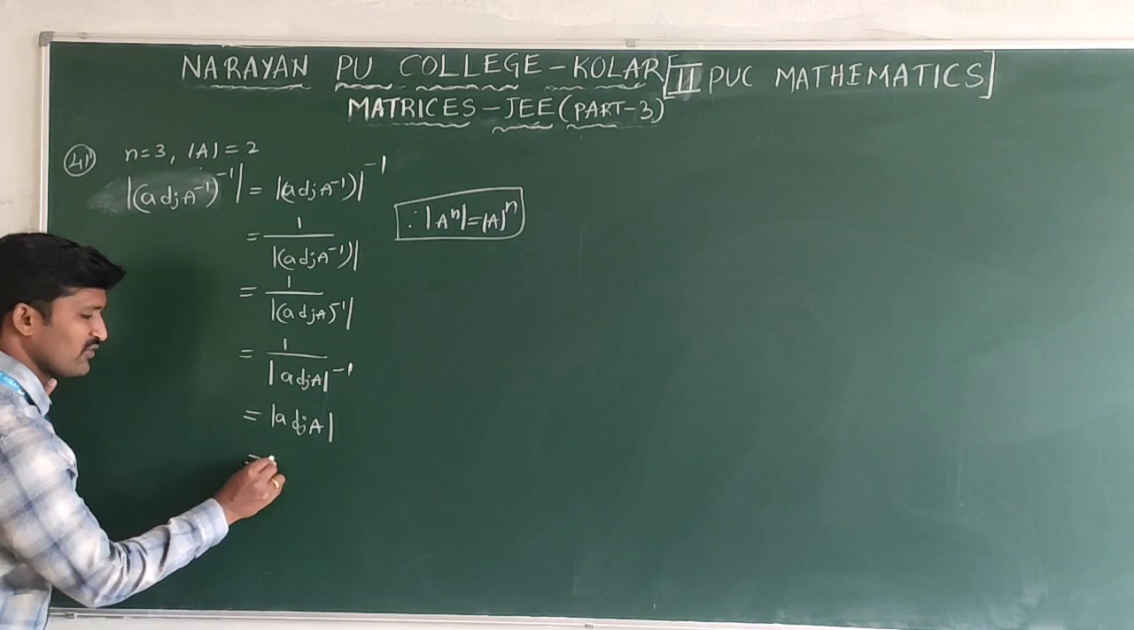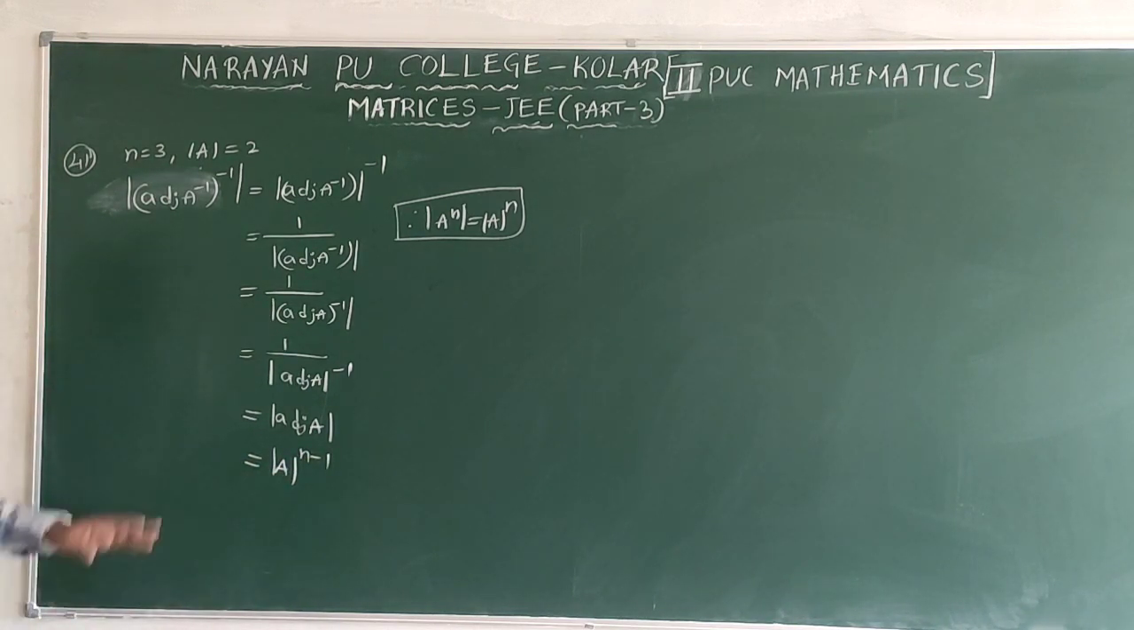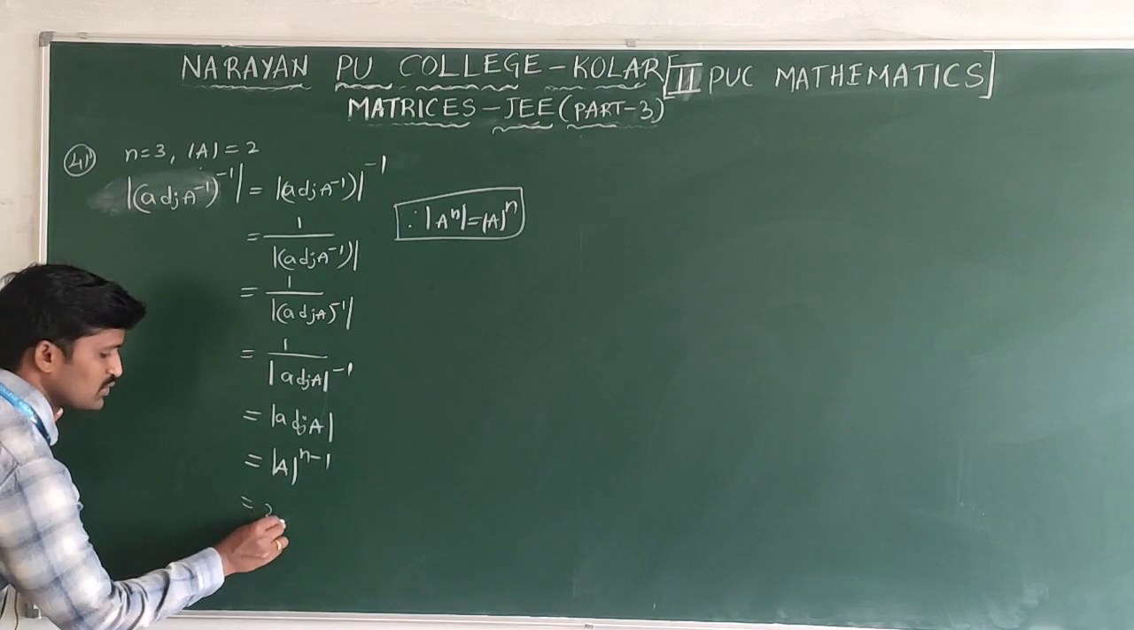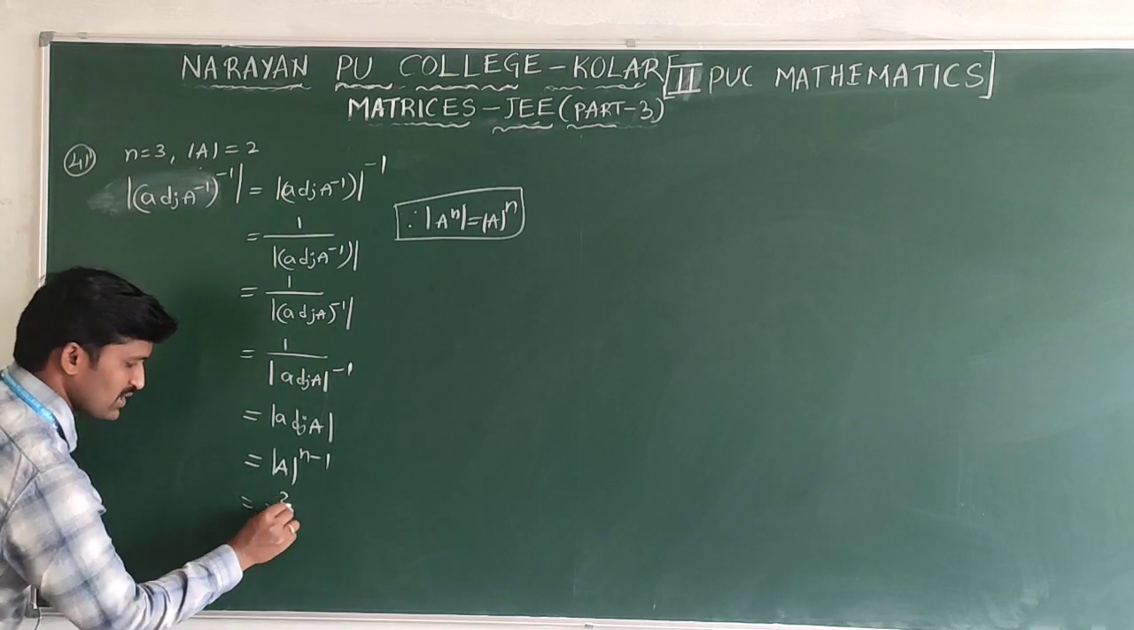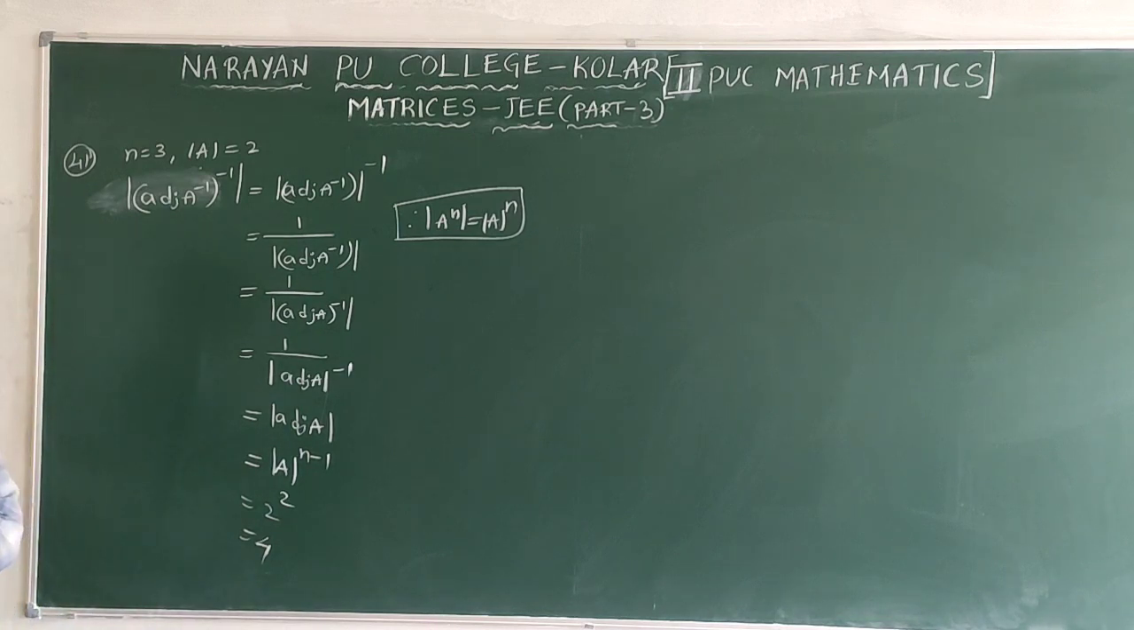What is the det of adjoint A formula? Det A whole power n minus 1. We know both values: det A value is 2, n is 3, 3 minus 1 is 2. 2 square, that is 4. 4 means which option is correct? Option C.